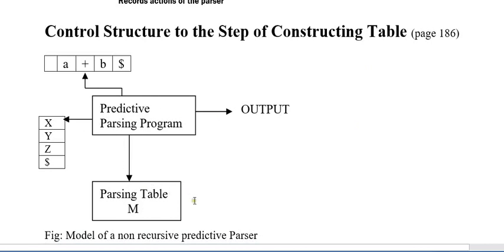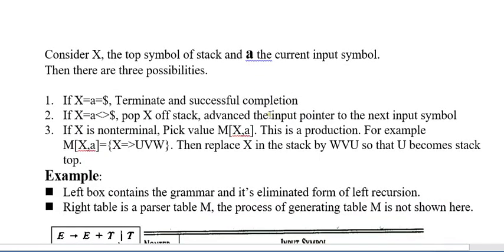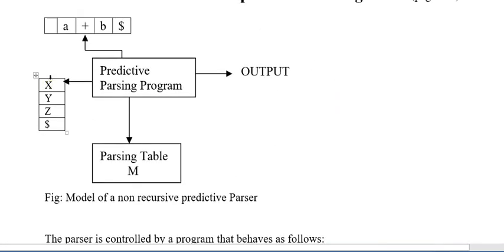This is the diagram or model of a non-recursive predictive parser. Here this section is the input section, and at the end there is a dollar symbol. This one is the stack, where at the bottom there is a dollar symbol, and in the middle there is a predictive parsing program which generates the output with the help of the stack, input, and parsing table. Now the parsing is controlled by a program that behaves as follows. First, consider X the top symbol of the stack and a the current input symbol.